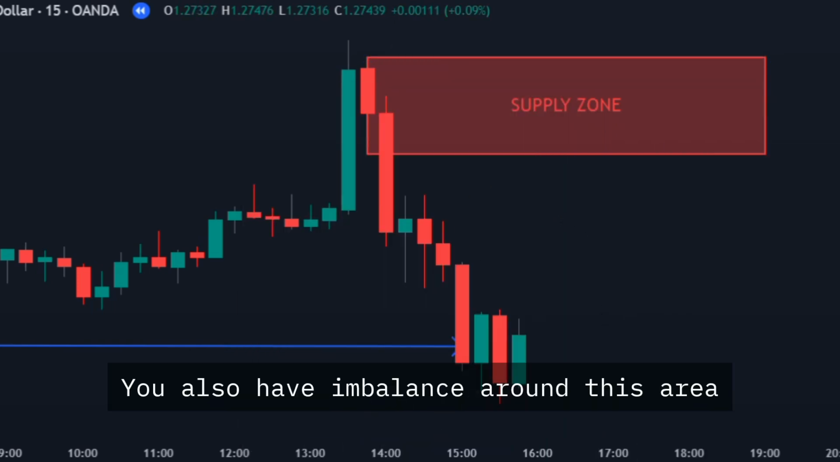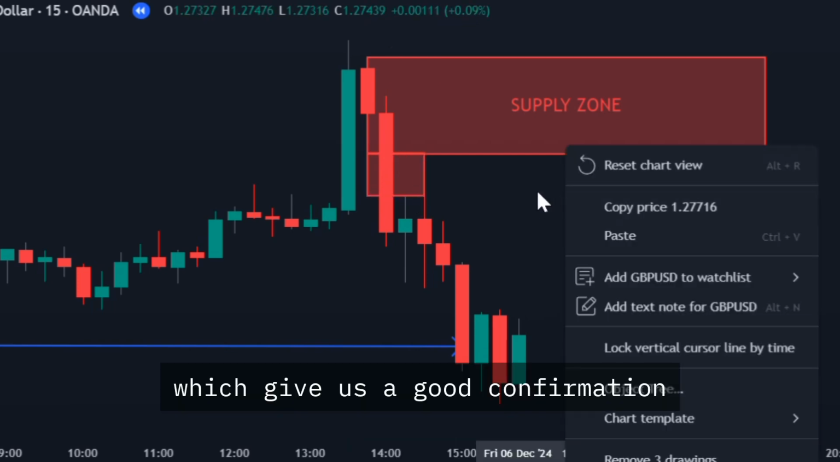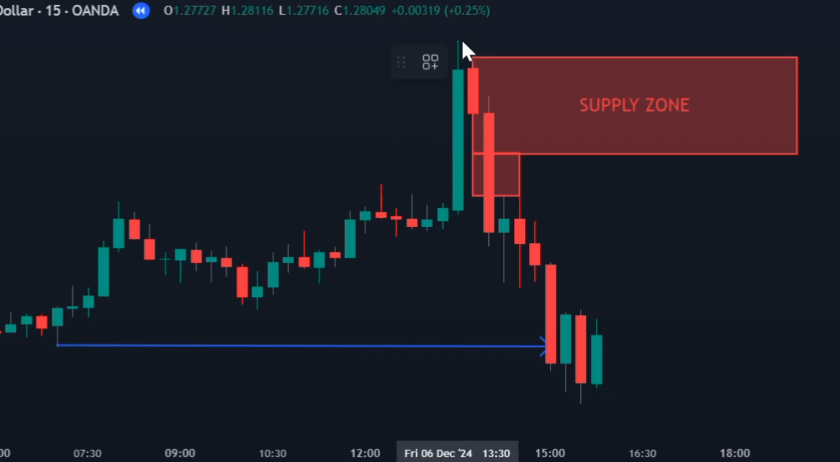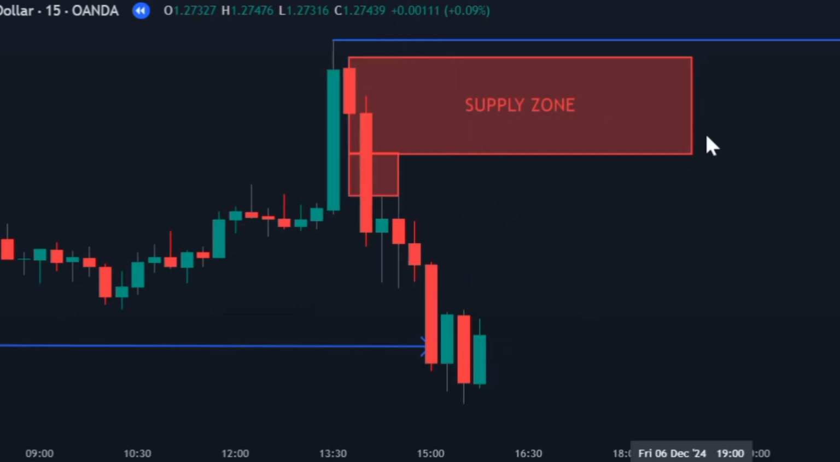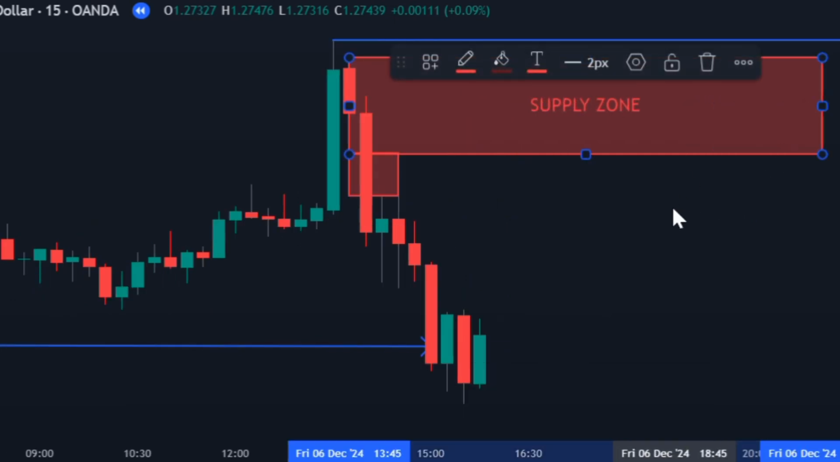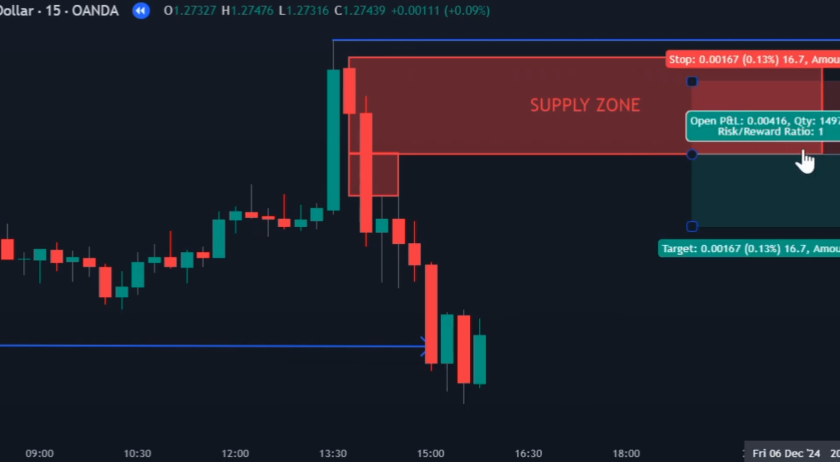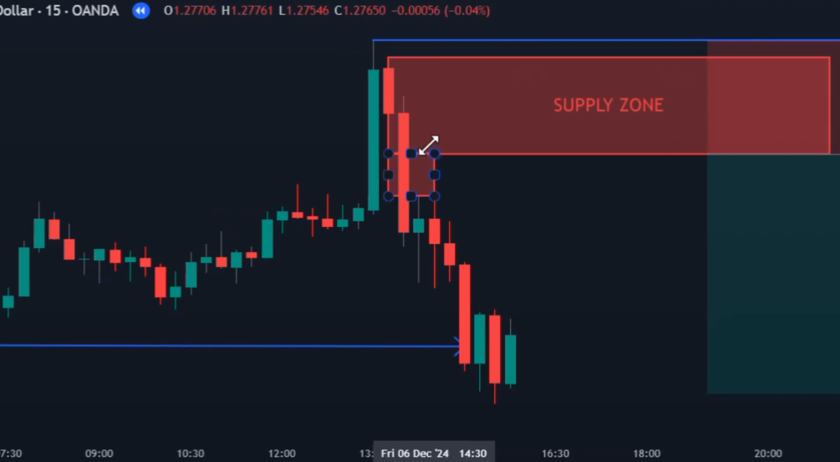You also have imbalance around this area, which gives us a good confirmation. Stop loss we put above this high. So let's patiently wait for the price to come around this area. Short position around this area. I only need 1:2 or 1:3. 1:2 is around there. Let's see how the price will behave.